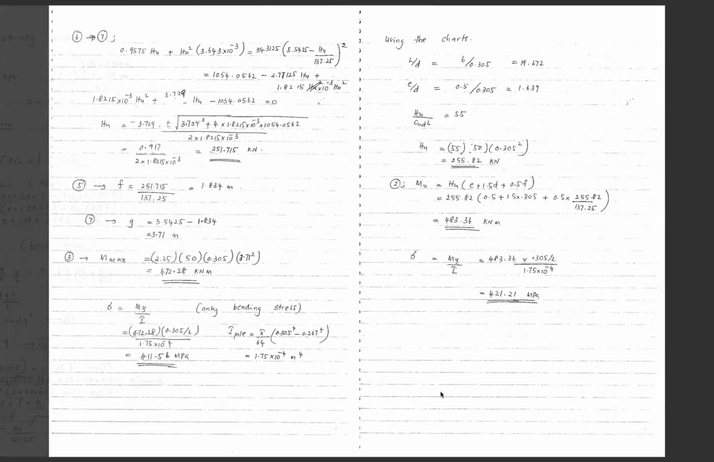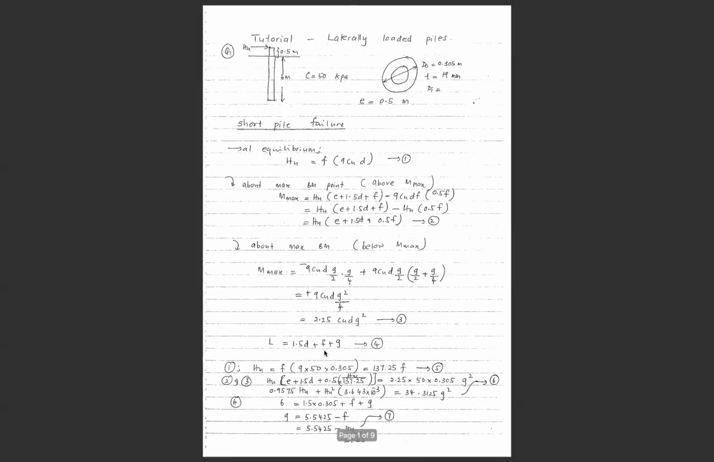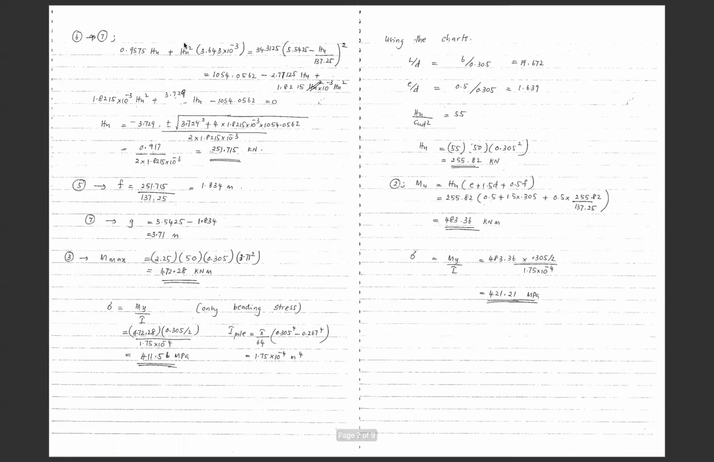So if we proceed with the solutions here, we need to substitute instead of G into this equation. Instead of G, we put here this value from equation 7. By combining equations 7 and 6, we end up with one variable, which is HU, and then we can solve the problem by having one equation with one variable.